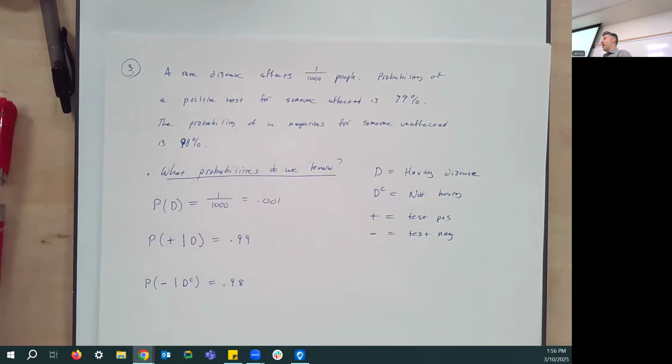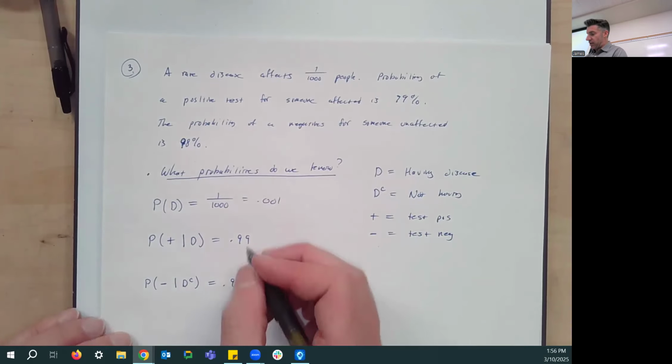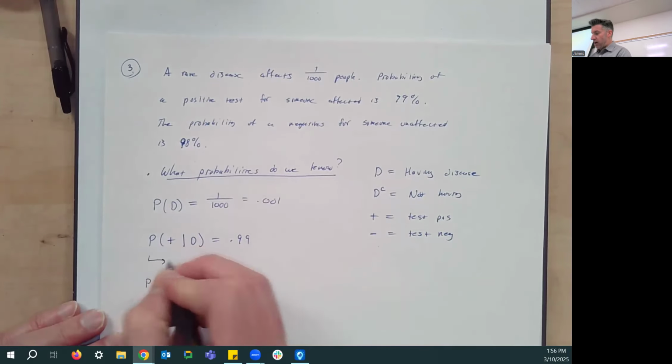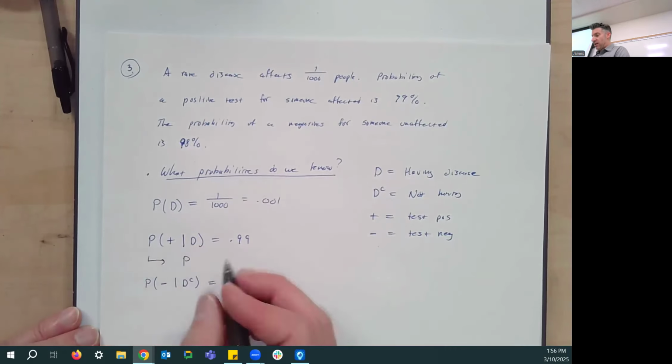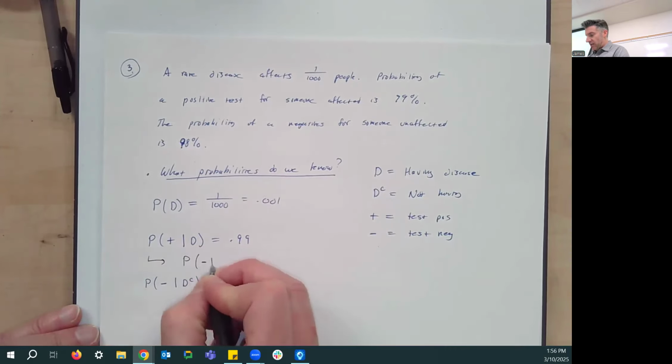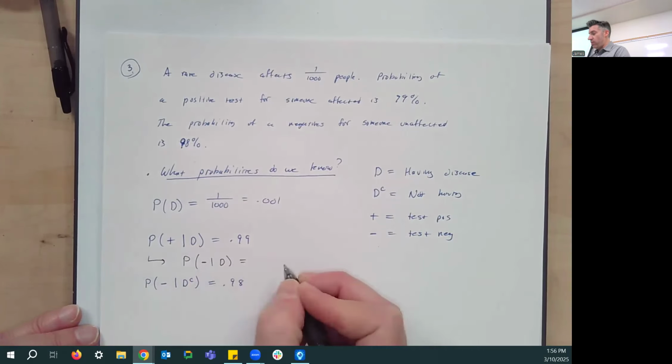I will also point out, even without drawing the tree, you could fill in the other two pieces of information that we weren't told explicitly, but should be relatively obvious. This is telling us that if we know the probability of a positive test given they have the disease is 99%, then the probability of a negative test given that they have the disease should be 1%.